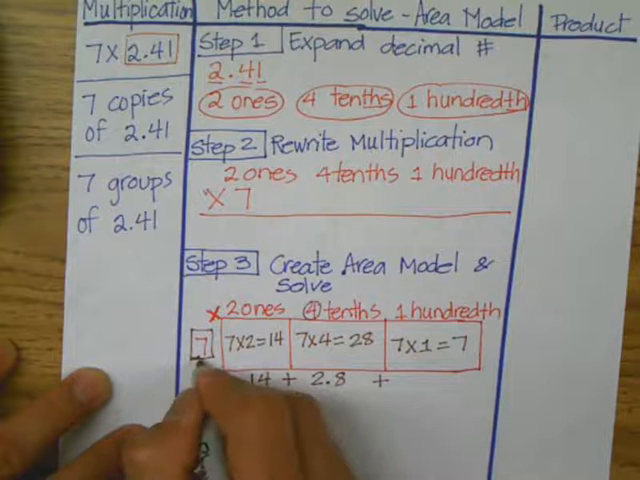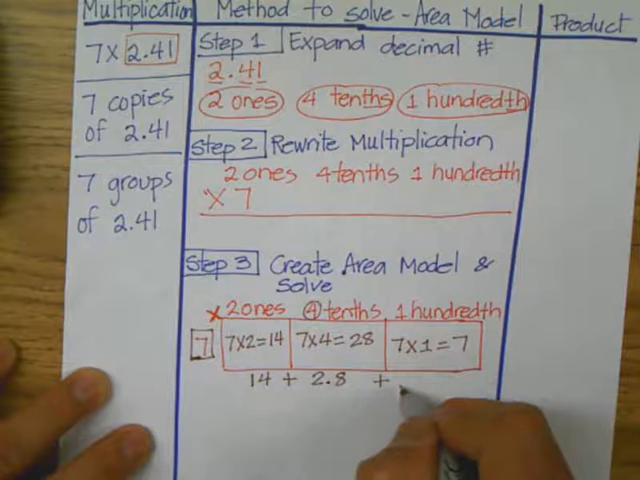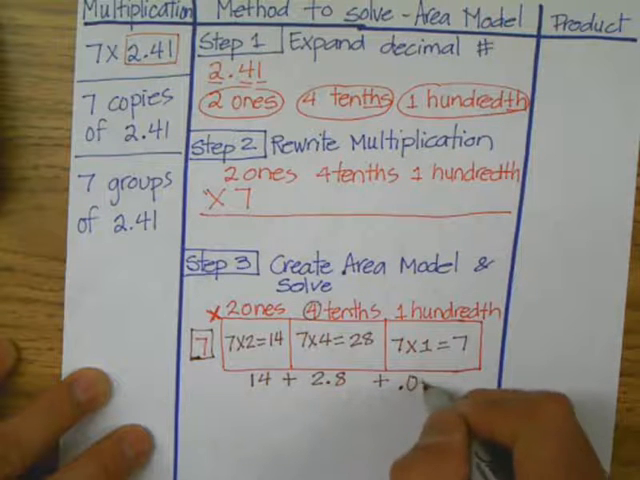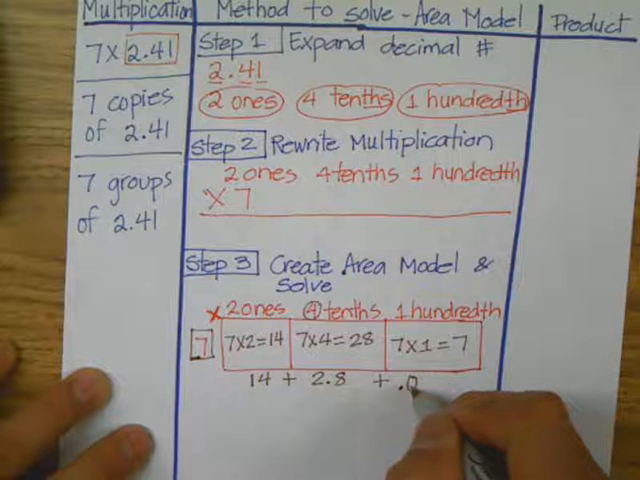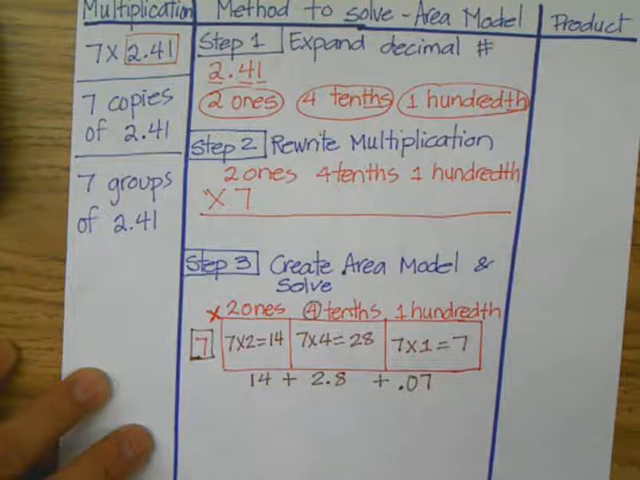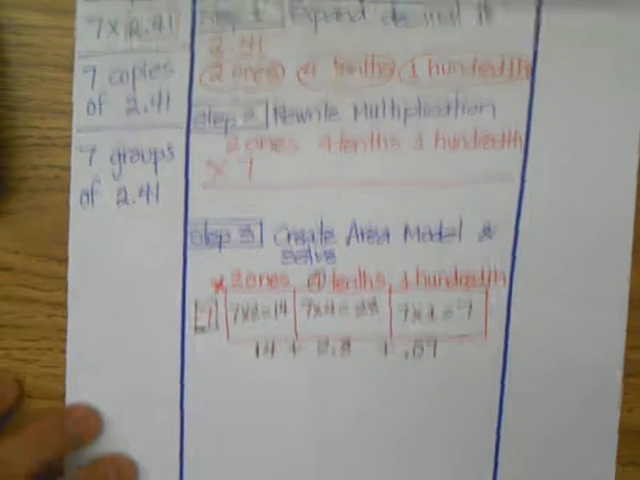So, how do we write 7 hundredths? Well, this is how we write it. Decimal point, 0 tenths, and 7 hundredths. So there you go. That's how you multiply with Eureka Math models. So let's now do the last step.